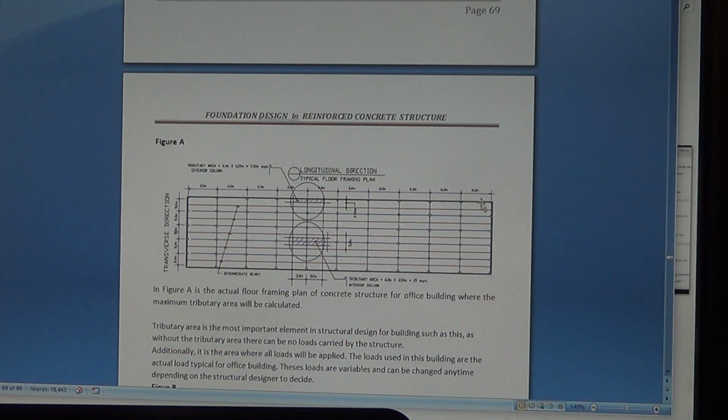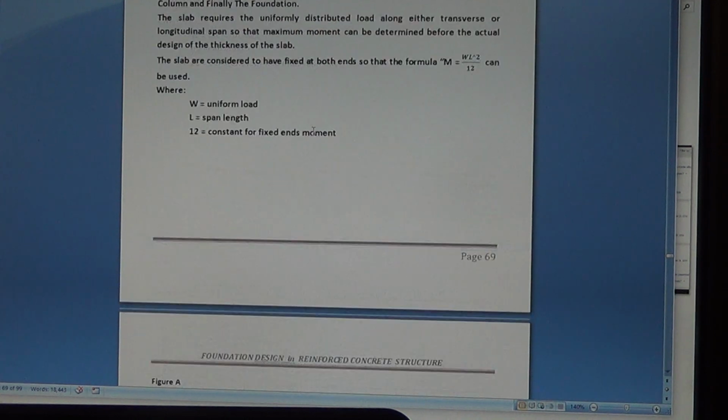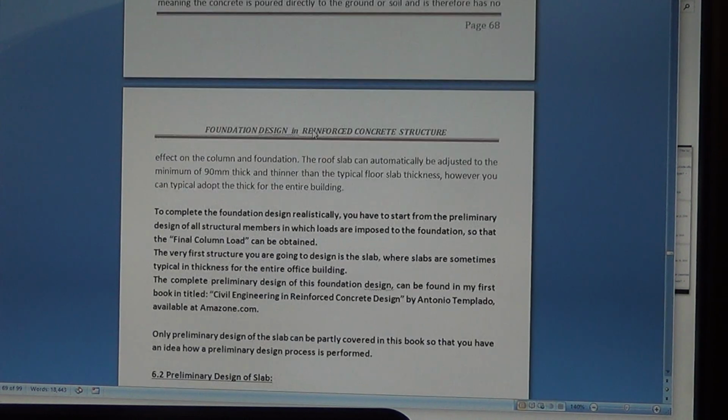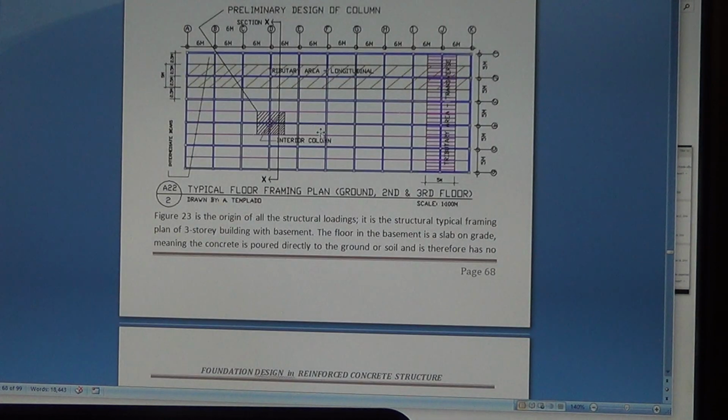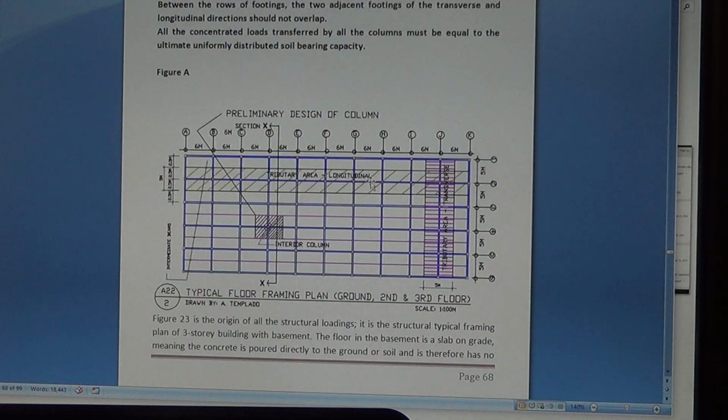This is the typical floor framing plan for this building. And here's the longitudinal span I was talking about, and here's the transverse. I designed it right here in this direction. This row here I designed for the foundation. Now here's the origin of these loads.